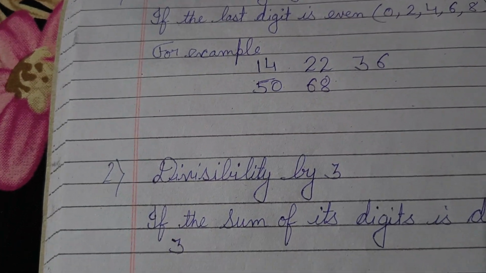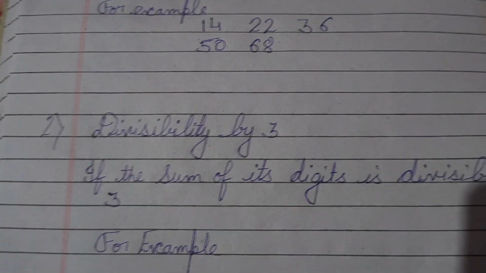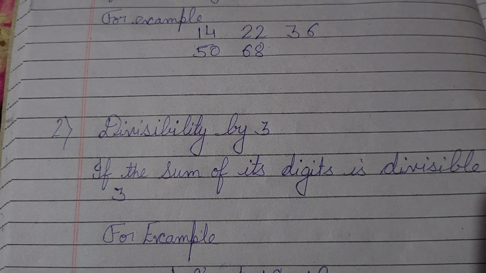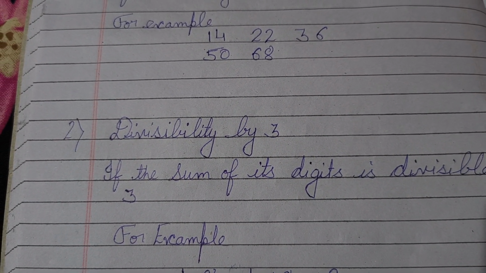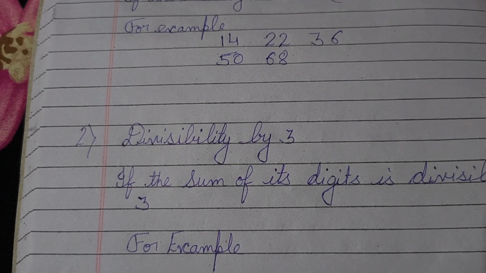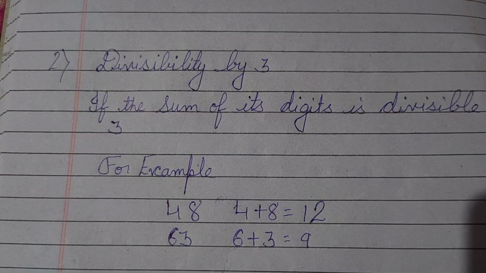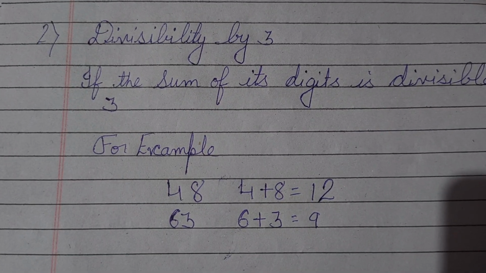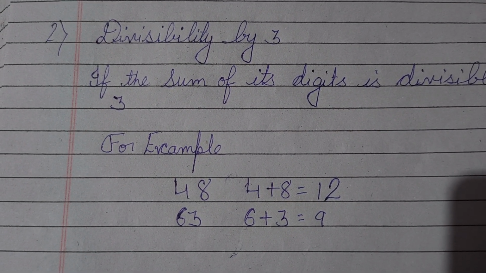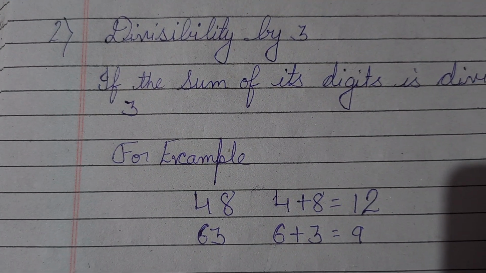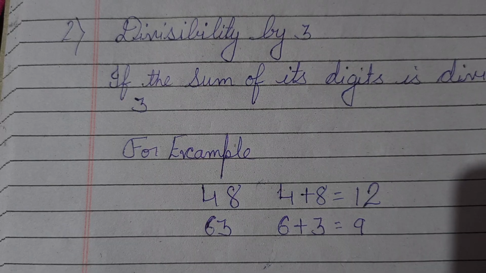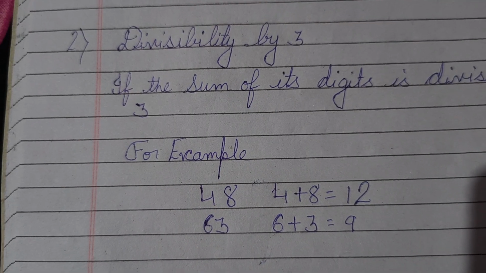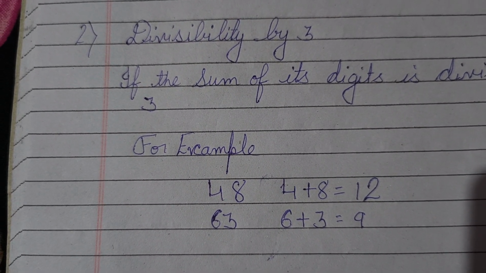Now let's see the divisibility by 3. To check if a number is divisible by 3, we will check if the sum of its digits is divisible by 3 or not. For example, we have to tell whether 48 is divisible by 3. To check this, we will add 4 plus 8, we get 12. Now we will check if 12 is divisible by 3. Yes, we know 12 is divisible by 3. Therefore 48 is also divisible by 3.